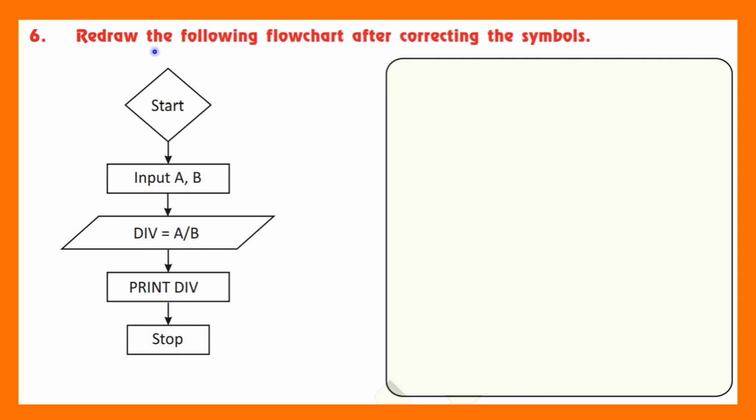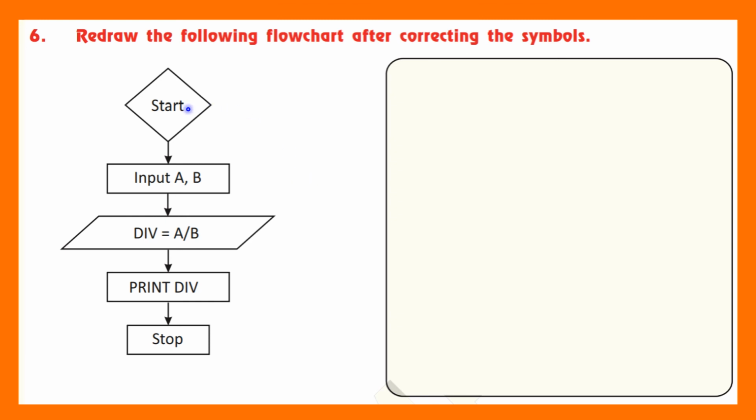Part 6. Redraw the following flowchart after correcting the symbols. Now children, this flowchart is given as a question, but there are some mistakes in this flowchart. Few symbols are not used properly. Wrong symbols have been used in the flowchart. Now we'll draw the flowchart with the correct symbols.